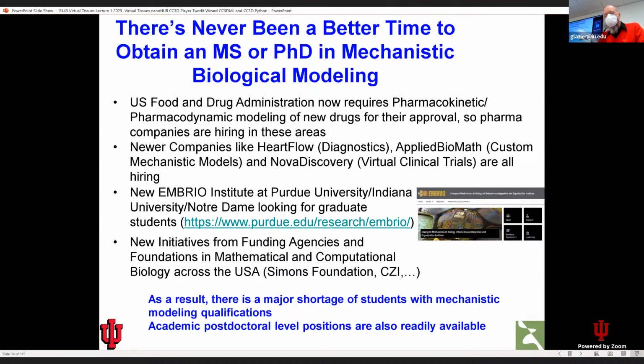The U.S. Food and Drug Administration for new drugs now requires quantitative models of how those drugs are distributed in the body and how they work. That means basically all pharma companies are hiring people in this area. It's a little bit more the kinds of things I teach in the fall course or the spring course.